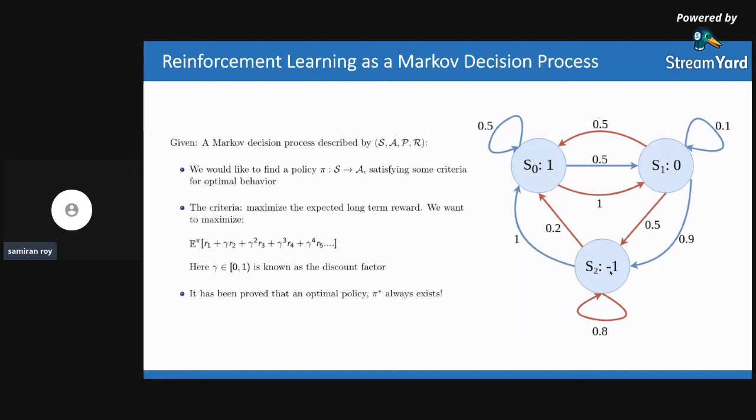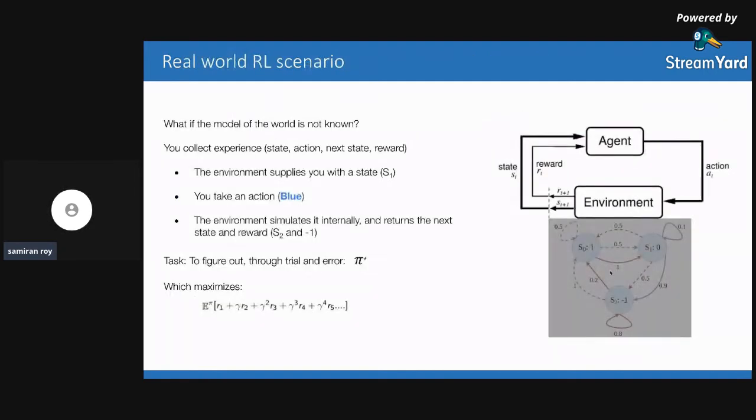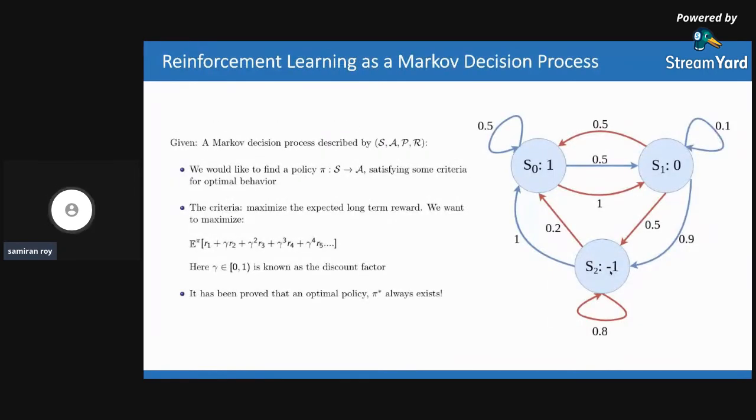Some good news for you. It has been proved that an optimal policy always exists if you formulate your problem as an MDP. This is how the environment in reinforcement learning is modeled.